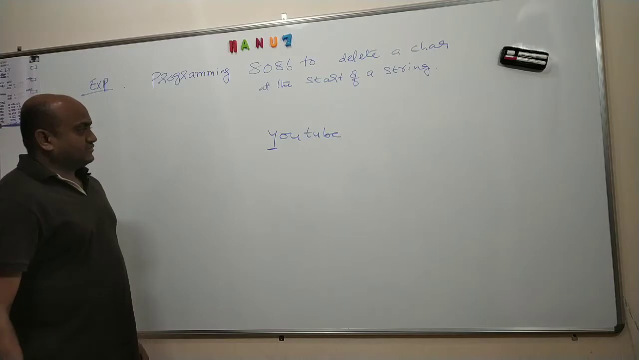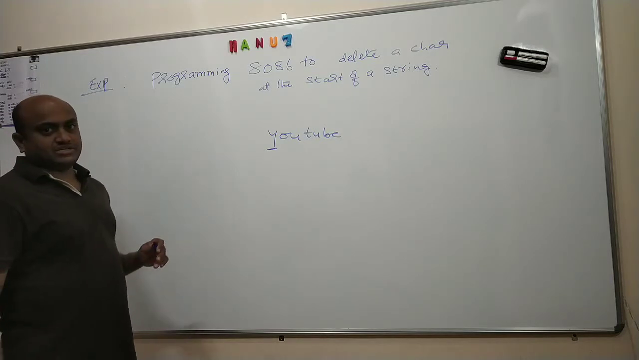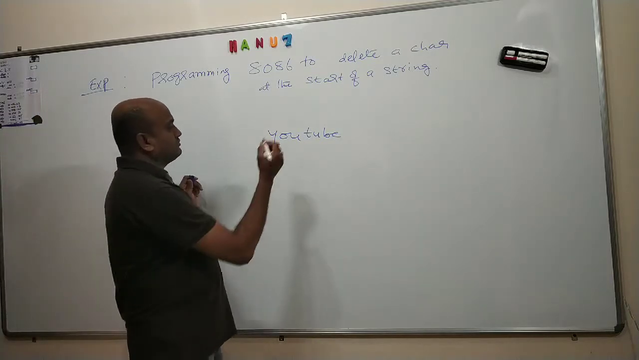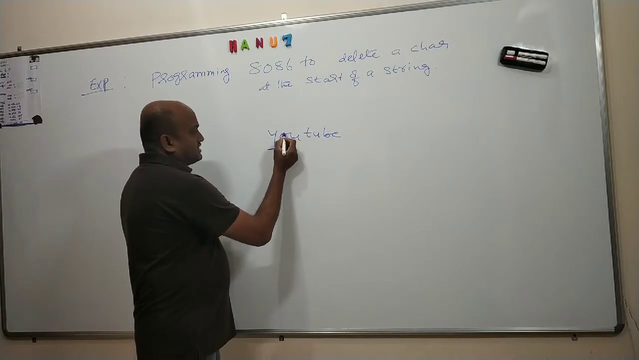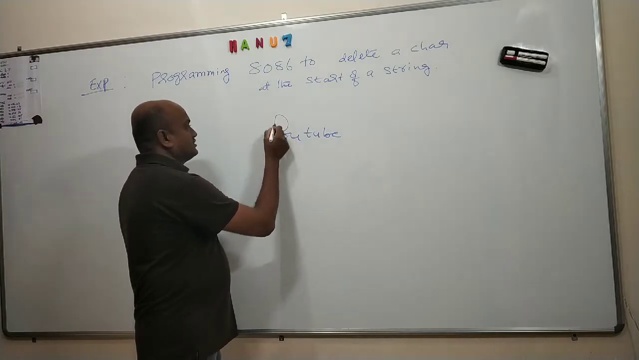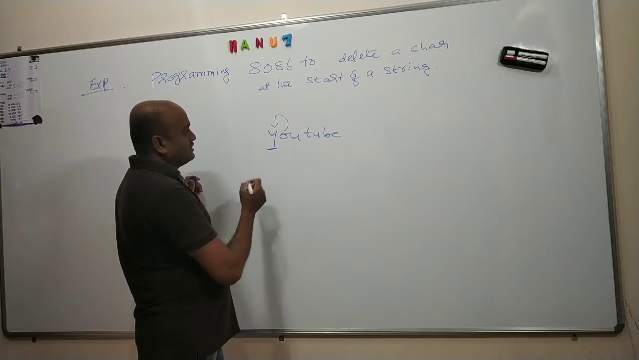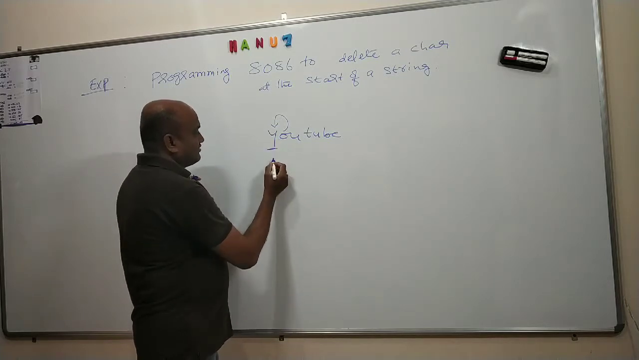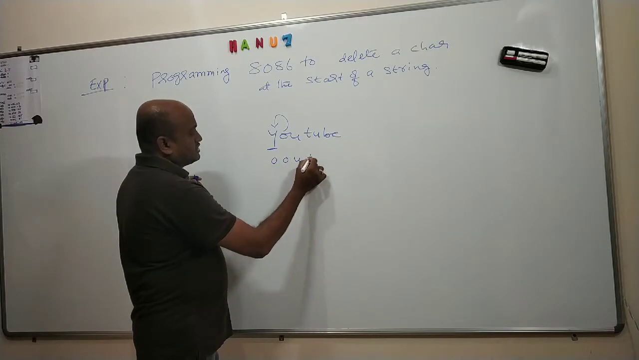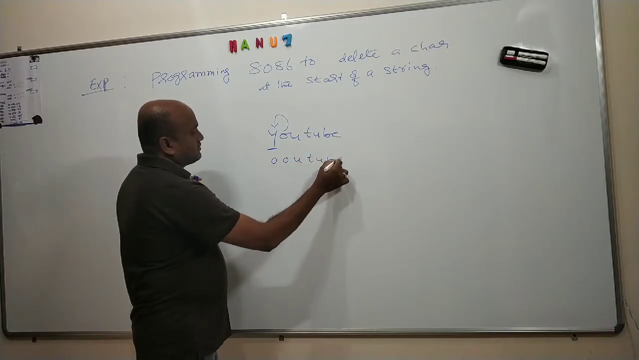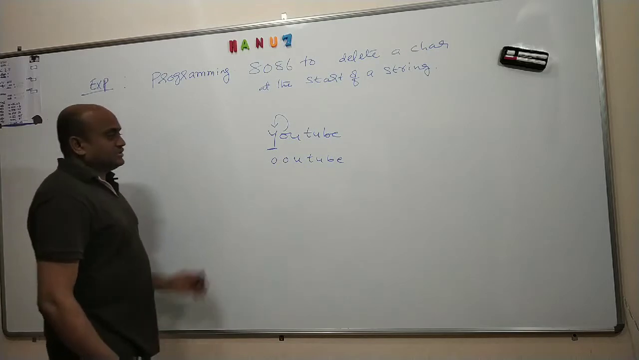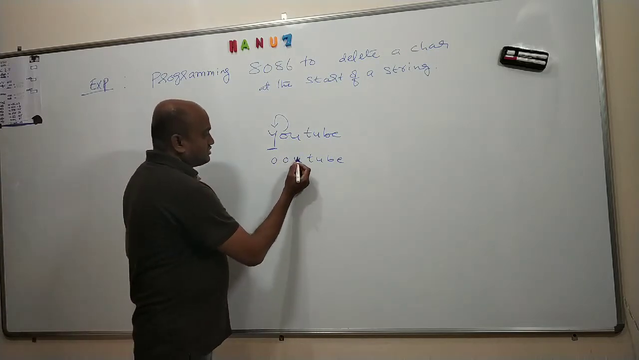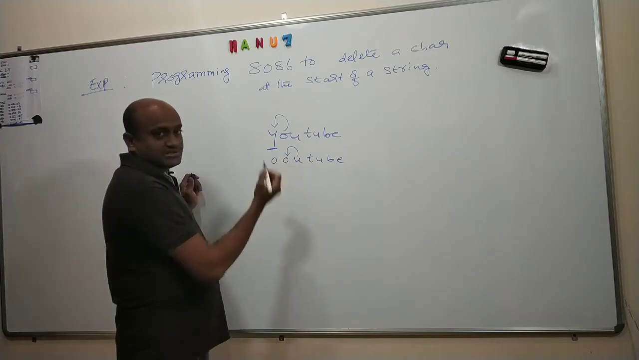For this, the logic I am going to implement in the program is that I copy the second character into the first location. If I do this, the string will become OOUTUBE. Then in the next step, I copy this character into the previous location.